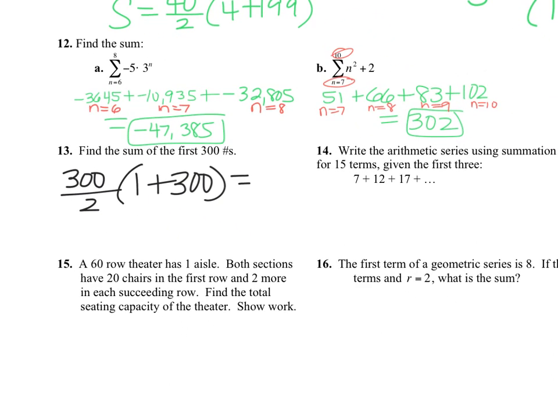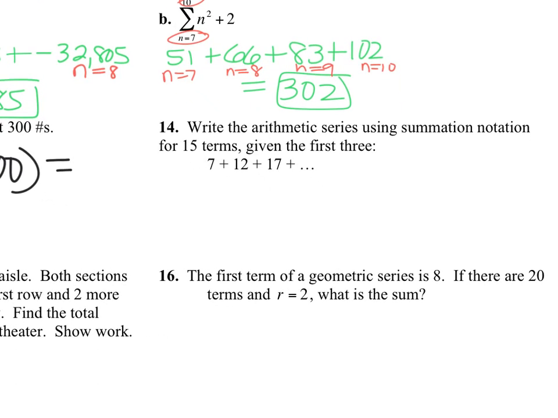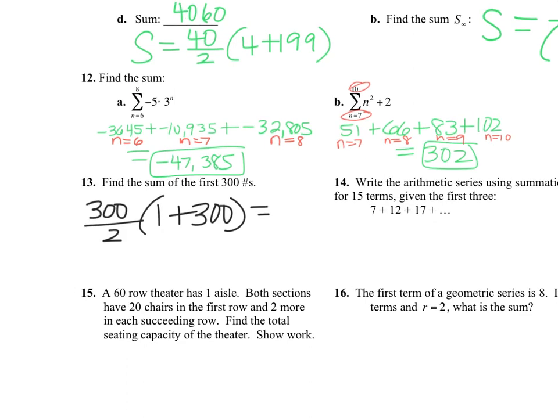Okay, let's move on. 14. Ooh, good one. Yes, we have to do this one. Can you go back really quick? Yeah, you just plug all the stuff in. Careful, if you're going evens, 2, 4, 6, 8, what would be the 300th number of an even? 600.